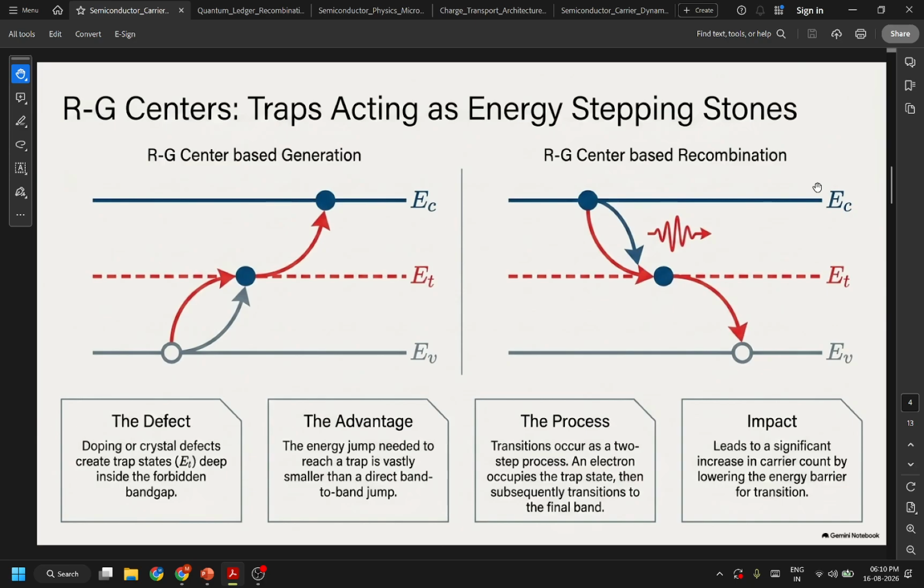So transitions occur as a two-step process. An electron occupies the trap state, then subsequently transitions to the final band. What it does is that it leads to a significant increase in carrier count by lowering the energy barrier for transition.